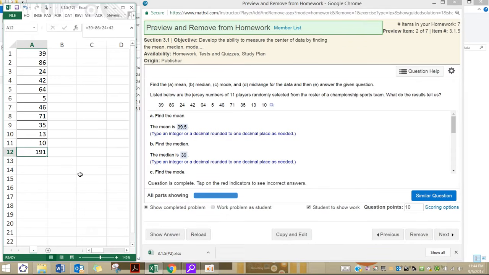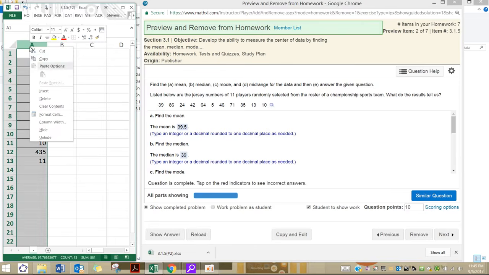However, there's an easier way, which is to do sum. So SUM means to add up. And then select all the values that I want to add up and press enter. Then I can also count how many values there are. So if I use the equal sign again, I can count, then select all those cells again, and it'll tell me there's 11 values.